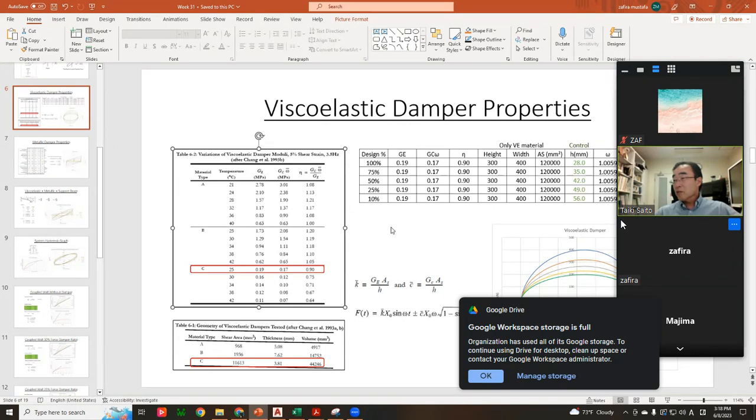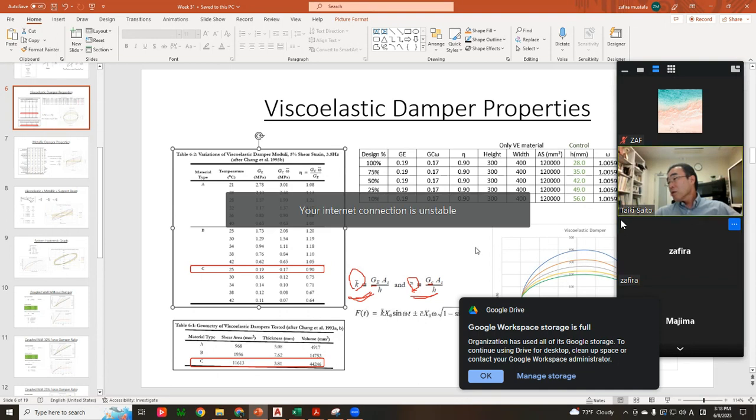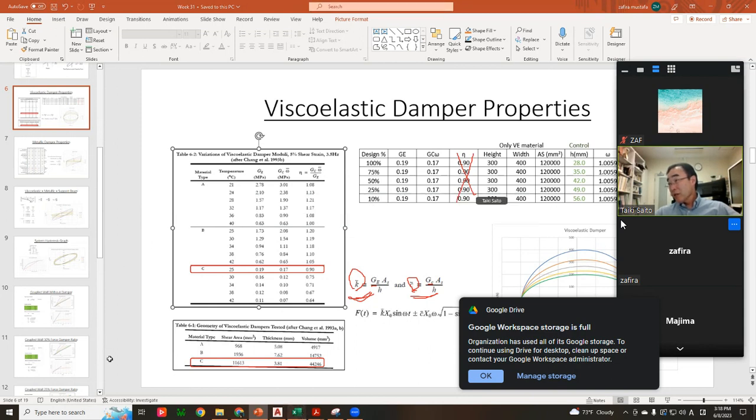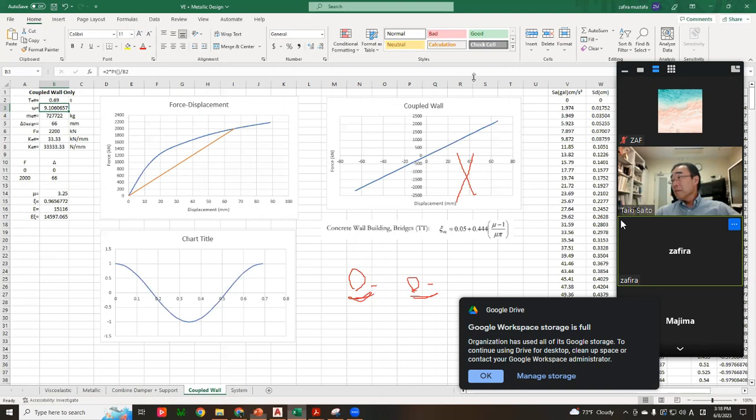And you input K and C from GE and GC. Yes, Sensei. Right? So K and C have nothing to do with omega. So the stiffness input doesn't change, right? Yes. So maybe this C and K depend on the area and the thickness of the viscoelastic material. Is this factor related to K and C? I mean, this eta.